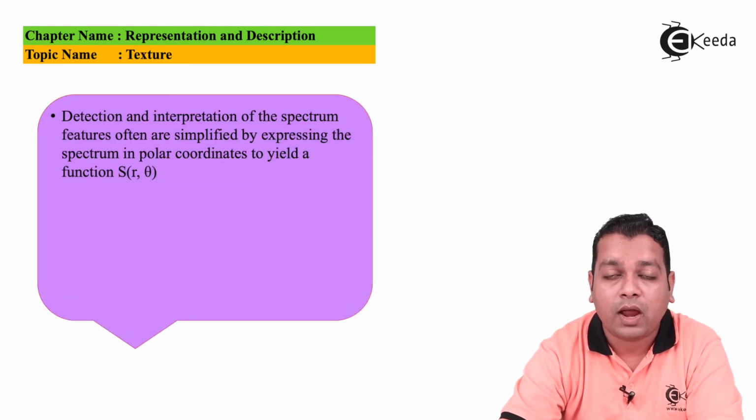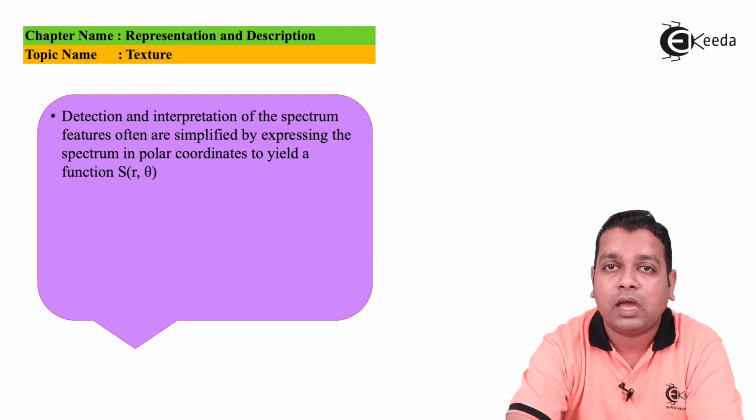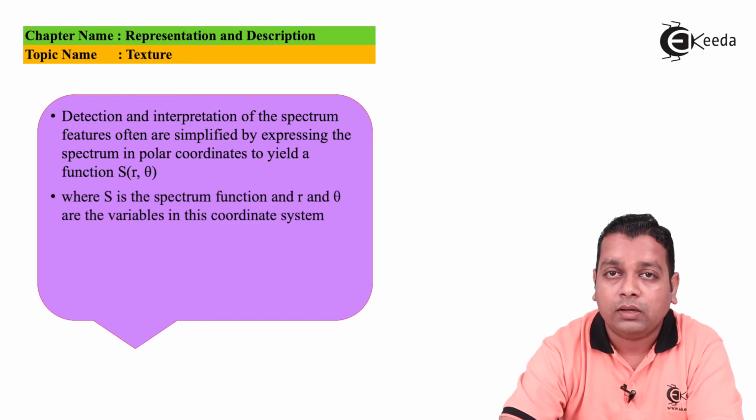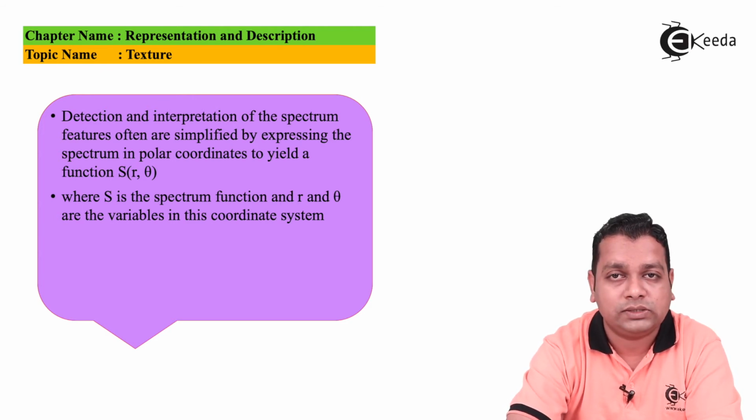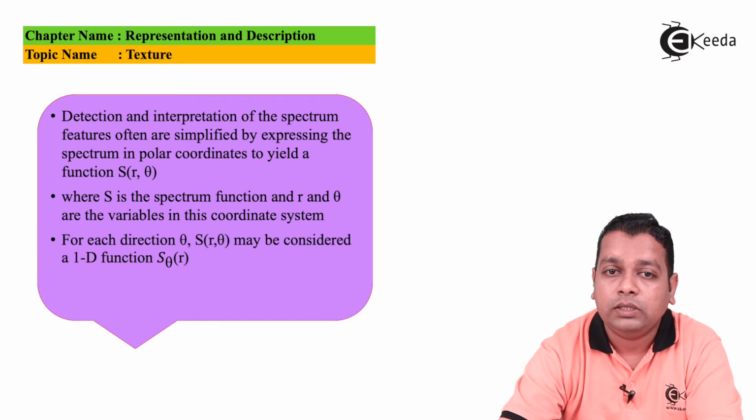Now the detection and interpretation of the spectrum features often are simplified by expressing the spectrum in polar coordinates to yield the function capital S as a function of small r comma theta, where capital S is the spectrum function, and small r and theta are the variables in the coordinate system in this case. For each direction given by theta, S as a function of r comma theta may be considered as a one-dimensional function denoted as S suffix theta as a function of r.